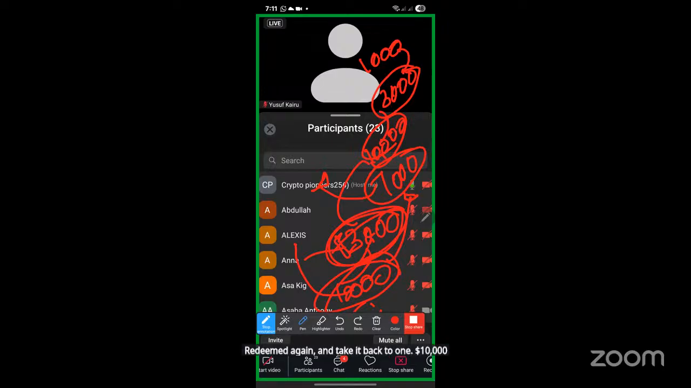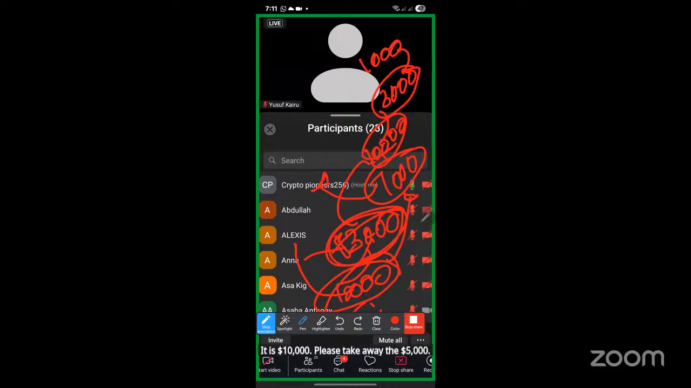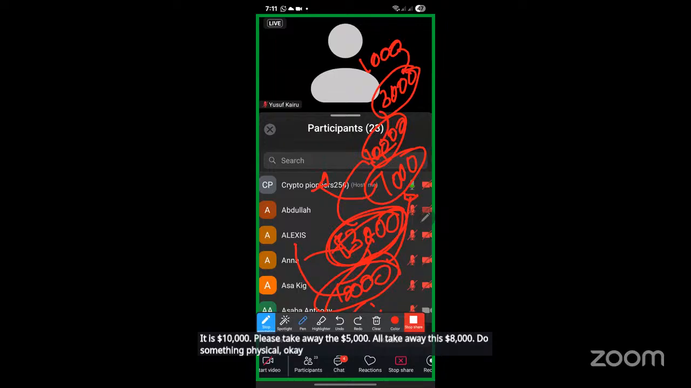So it means whenever you make your profit, you have to standardize your capital and say, I just need $3,000, or I just need $2,000. Then work on the $3,000 and turn it to $10,000. Once you do that, it is $10,000. Please take away the $5,000, or take away this $8,000. Do something physical, okay? Or invest it somewhere, or take it away and make it hard cash.